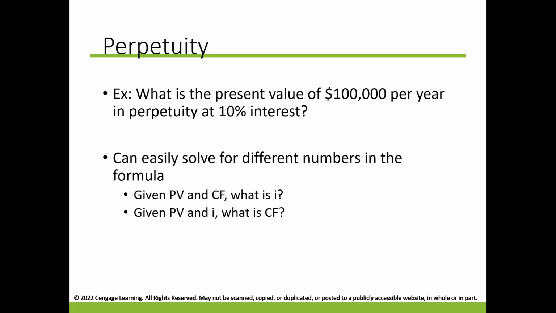So how do you solve this? When we look at a perpetuity, it's a very simple formula. All we have to do is take the 100,000 and divide it by 10%. Again, all you're doing is taking 100,000 and dividing it by 10%. And when you do that, you end up with what this perpetuity should be worth.